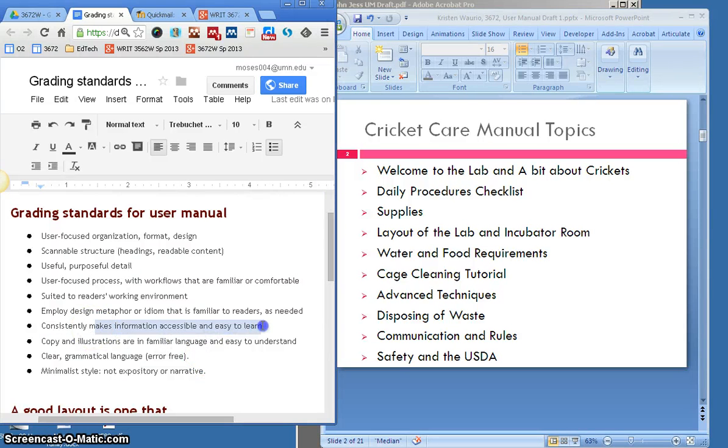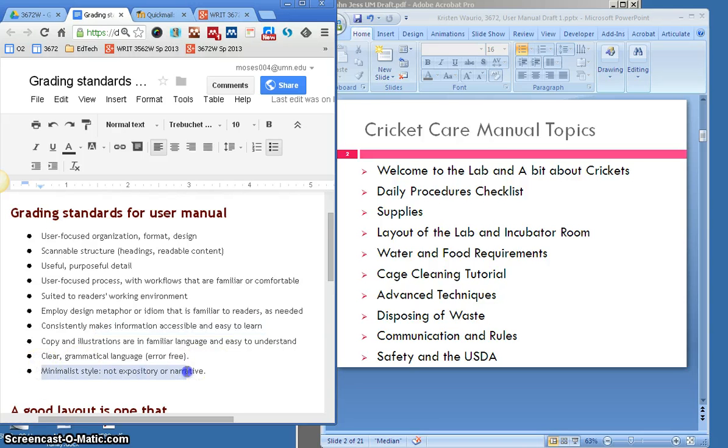Information is accessible and easy to learn, I think so. Very much so. Copy and illustrations are in a familiar language, easy to understand, very accessible information. I saw a few typos, you can look at that. In terms of clear grammatical language, error-free. It's very strong, a few details there that need attention.